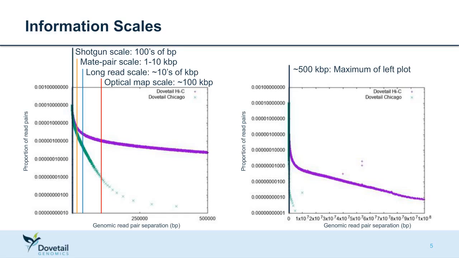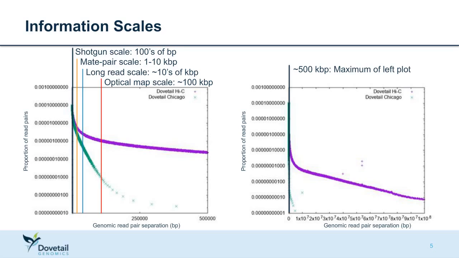If you look first at the left plot, I've drawn a couple of lines on here to help appreciate the scale of this information. We've got conventional shotgun data, which is on the order of hundreds of base pairs, and then there are mate pairs, which typically span from 1 to 10 kilobases. Long reads like PacBio or Oxford Nanopore are spanning tens of kilobases, or in the very best cases, hundreds. And then we've got other typical scaffolding technologies like optical maps, which can span distances up to about 100 kilobases. Those lines help you appreciate the scales.